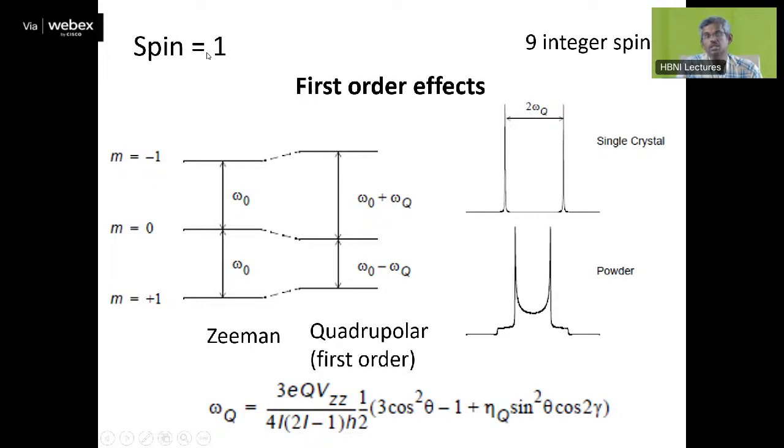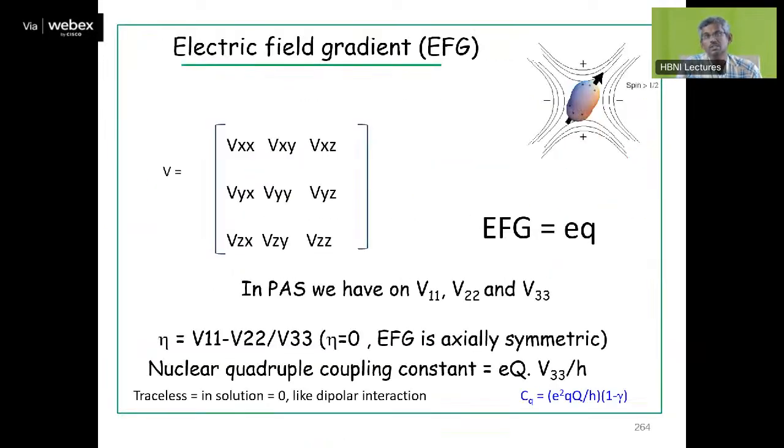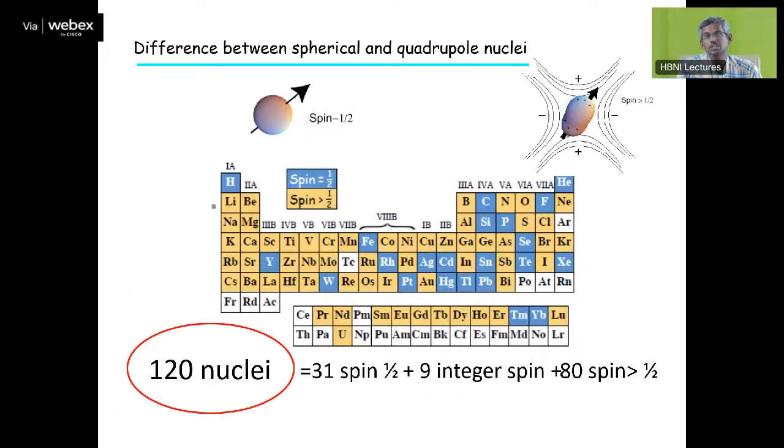I think in one of the slides previously I have shown, you see here, some of them are spin half, some of them are half integer, but some of them have spin 1. That is why there are 31 spin half, 9 integer spin. Integer means I is equal to 1, nitrogen, deuteron. And 18 nuclei have spin greater than half, half integer, meaning 3 by 2, 5 by 2, etc.